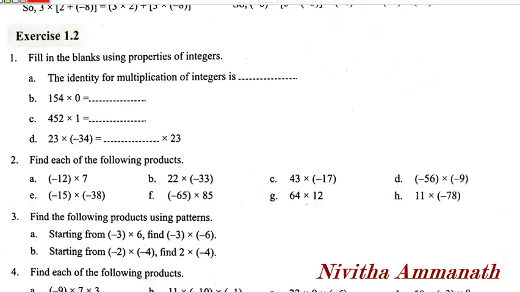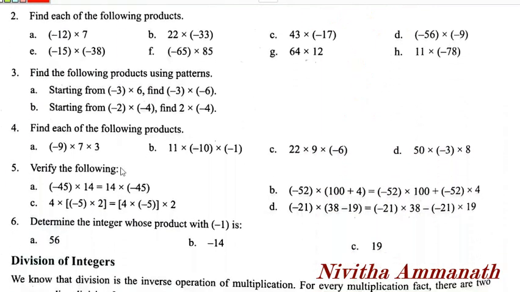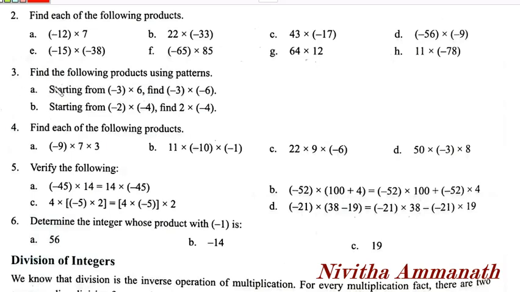Now, the next question is, find each of the following products. Minus 9, negative 9, that is minus 9. We know that, right? Negative 9 into 7 into 3. So, in this case, we have to write the 9 into 7 into 3 first. 7 3s are 21. 21 into 9, right? 2 9s are 18. So, 189. So, which is the sign here?